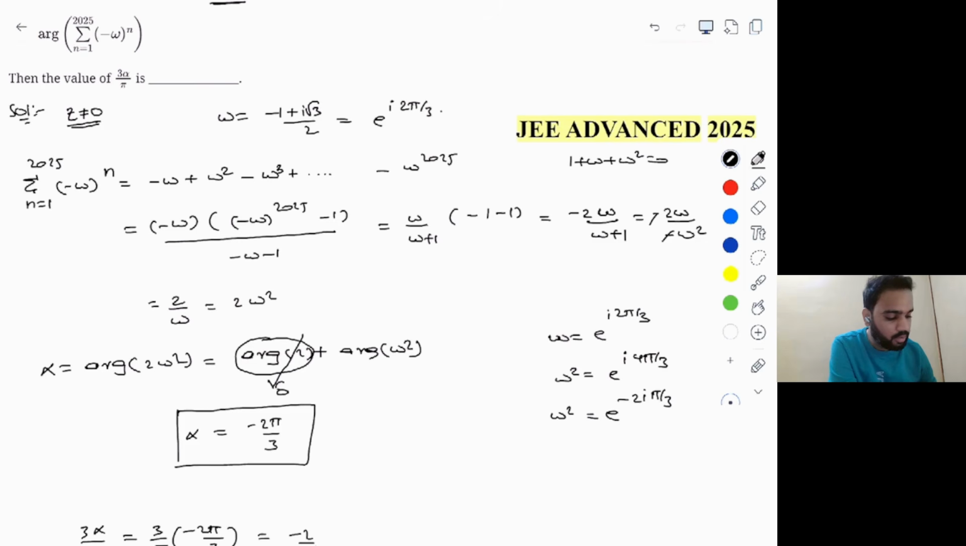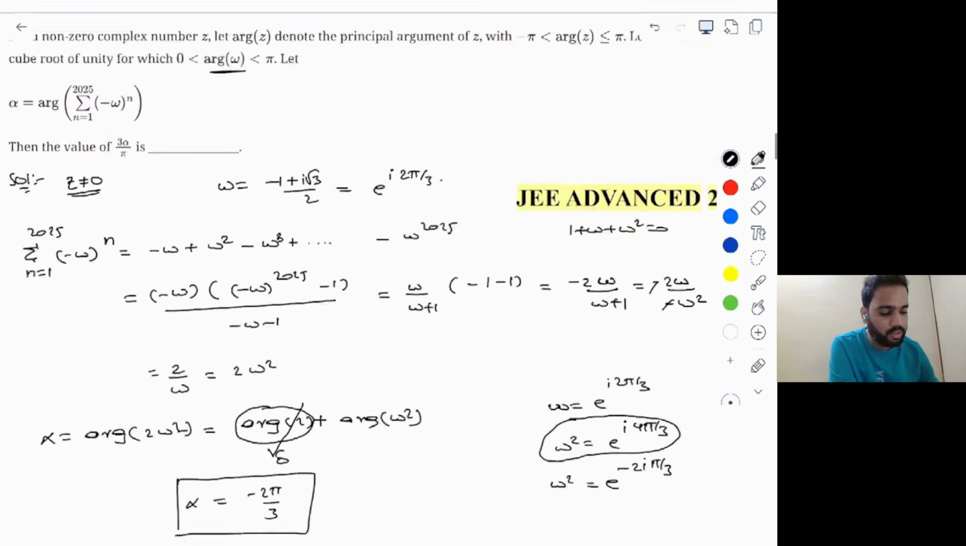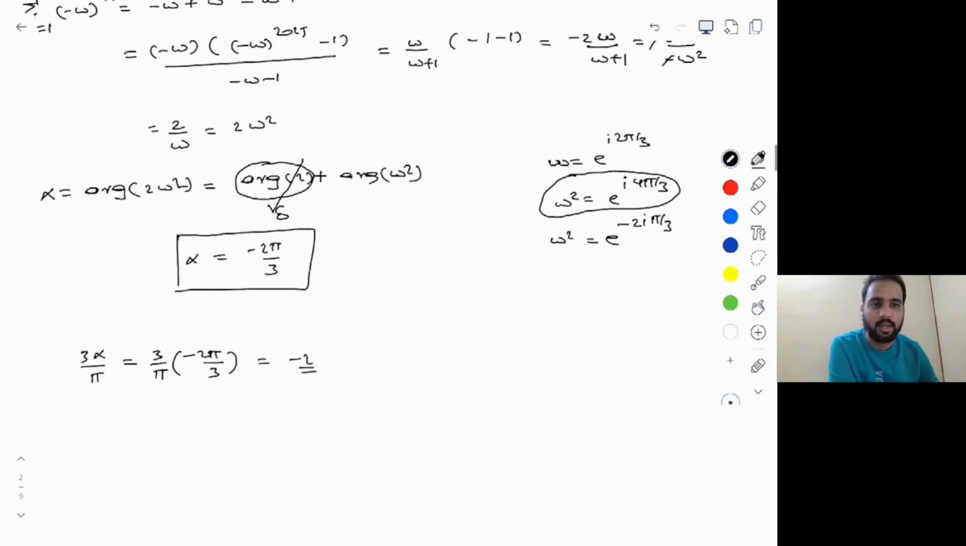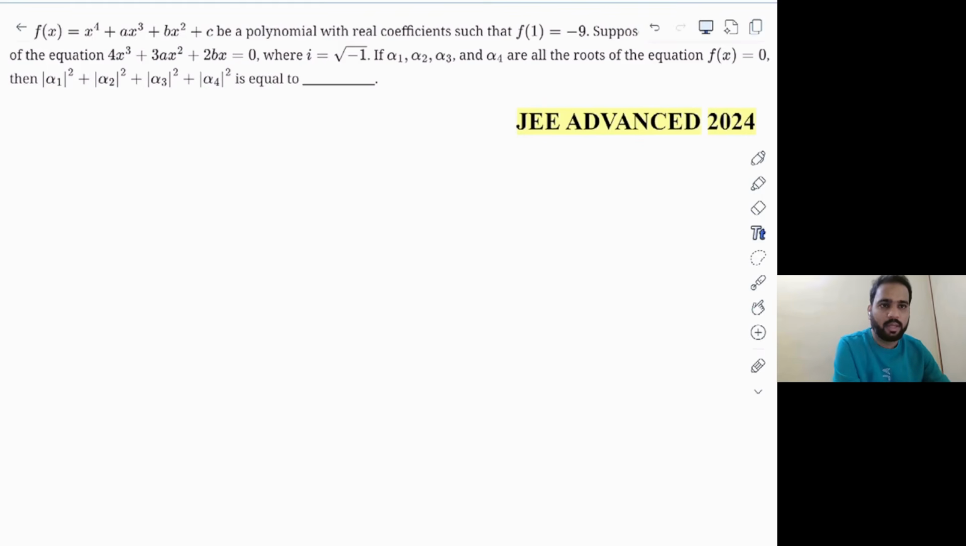And don't make this mistake here: even if you write omega square is equal to e power i 4 pi by 3, there's no problem. But in the question, it's mentioned that the argument of any complex number should be taken in the principal interval minus pi to pi. That is why we are choosing it as minus 2 pi by 3. Okay. Let's take the second question.